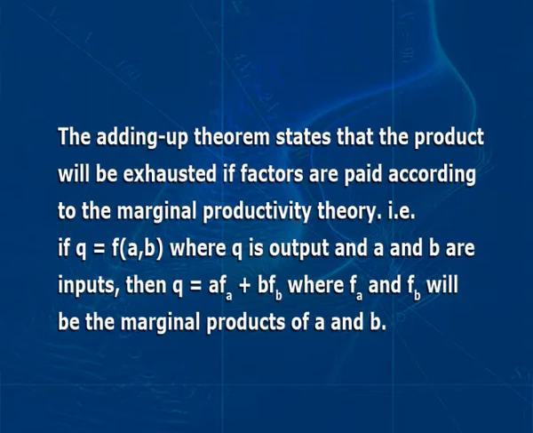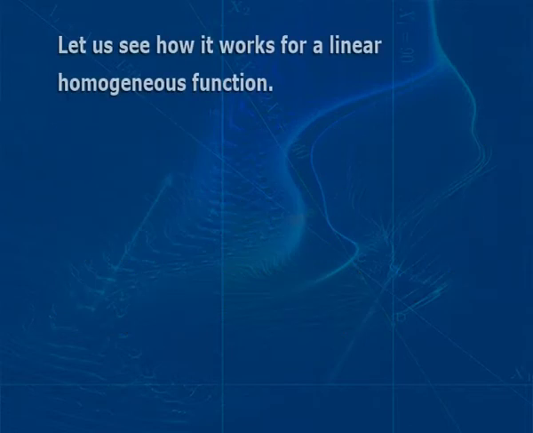The adding up theorem states that the product will be exhausted if factors are paid according to the marginal productivity theory. That is, if q equal to f of ab, where q is output and a and b are inputs, then q is equal to A FA plus B FB, where FA and FB are the marginal products of A and B. Let us see how it works for a linear homogeneous function.